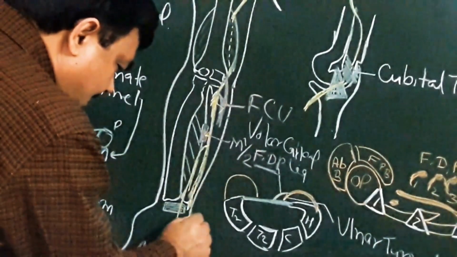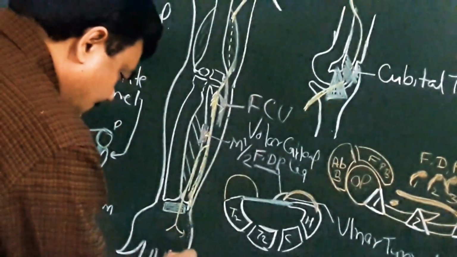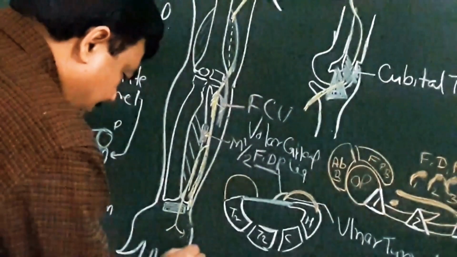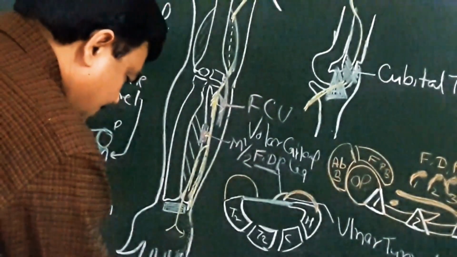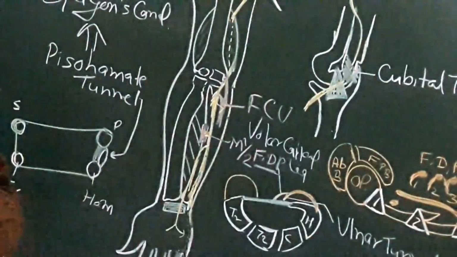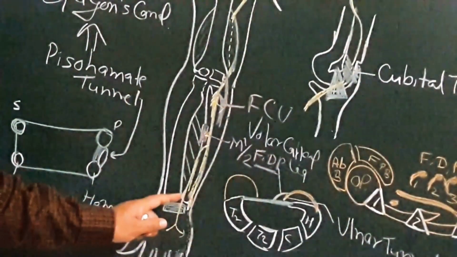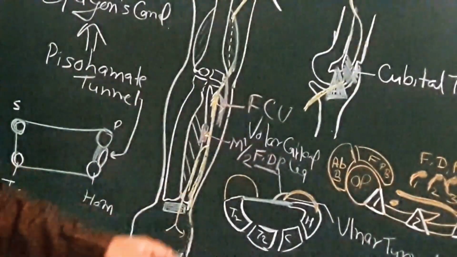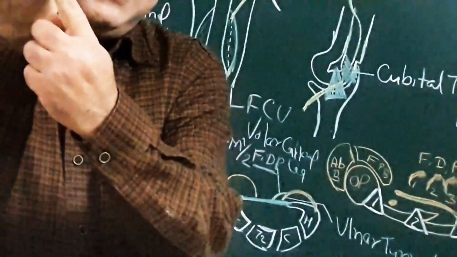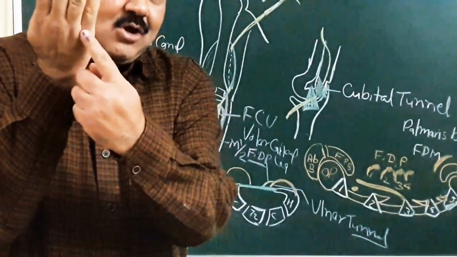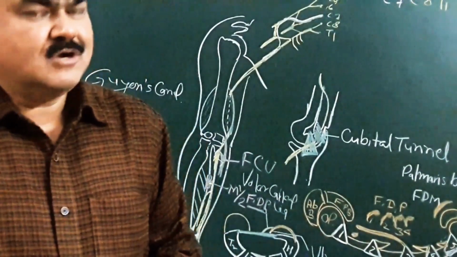the medial 1.5 digits. It gives supply to the medial 1.5 digits on the dorsal aspect. This nerve is the dorsal digital branch. It passes from here and goes to the back side and gives supply to the dorsum of the 1.5 digits. This is the dorsal digital branch.